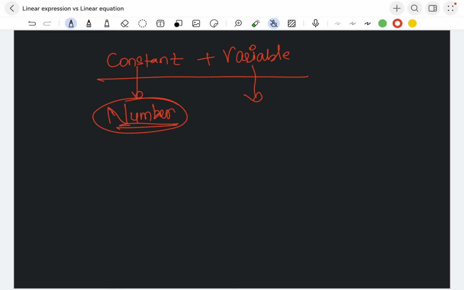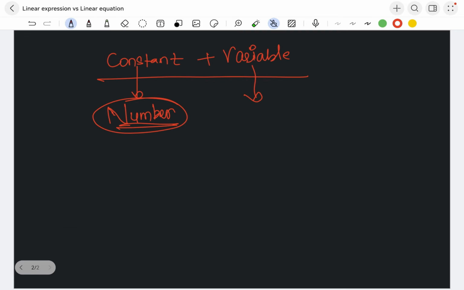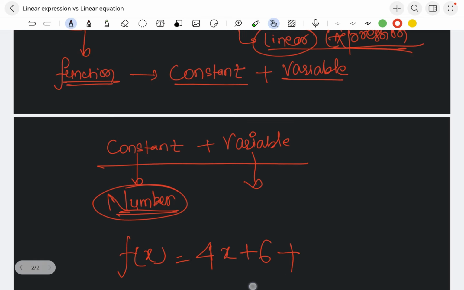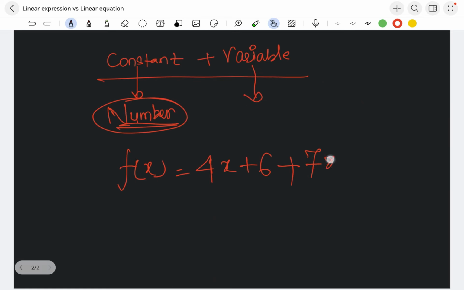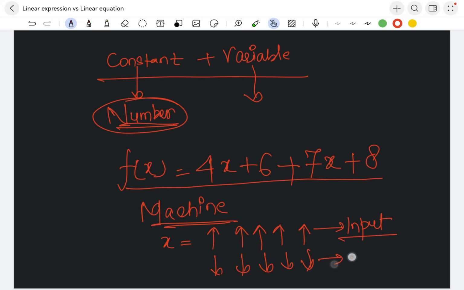So here in the above function, if you see, f(x) is equal to 4x + 6 + 7x + 8. This is nothing but a machine. It's a machine where if you put different values of x, it will give different values of the function. So this is known as input, this is known as output.